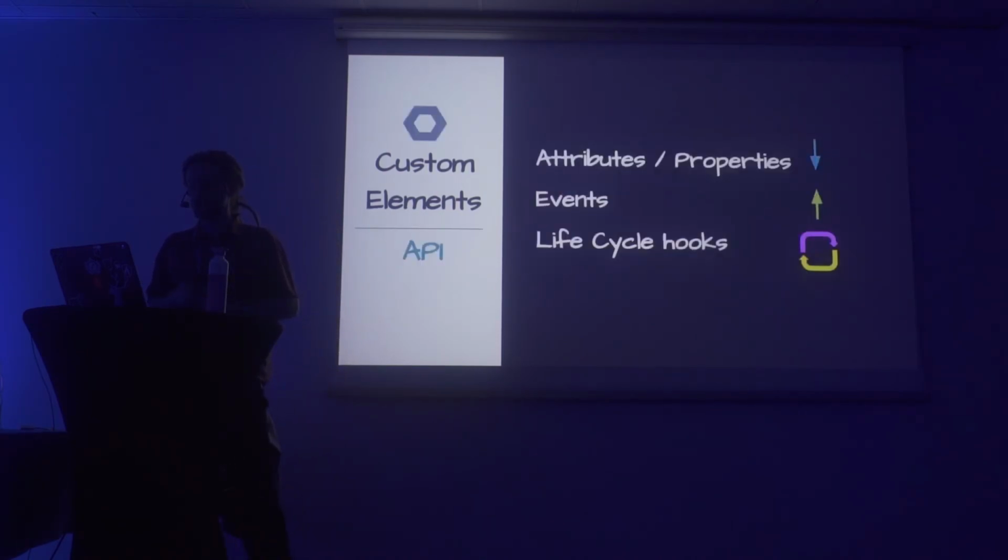Nothing complicated. What about APIs? So we have attributes and properties for communication from parent to child. And we have events for emitting events from component outside. So basically, like data flow from child to parent. And we have also some lifecycle hooks.